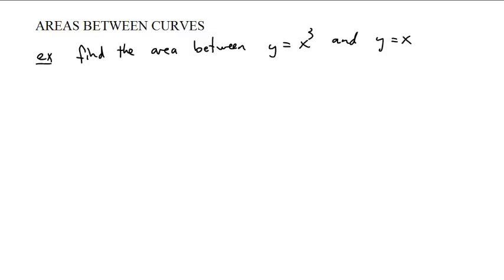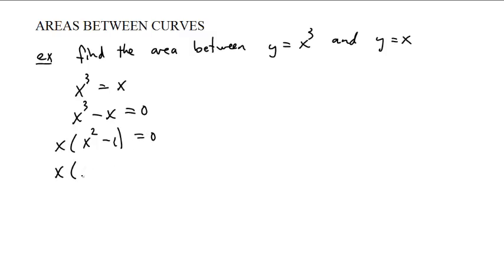A third example. Find the area between y equals x cubed and y equals x. Well, okay, we start by finding out where they overlap. When x cubed is x, what is that? X cubed minus x is 0. Factor out an x: x times x squared minus 1 equals 0.